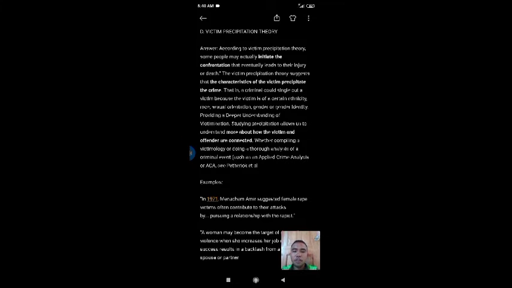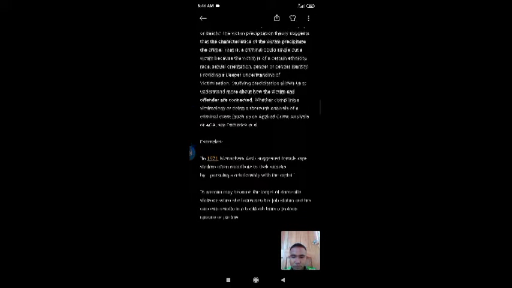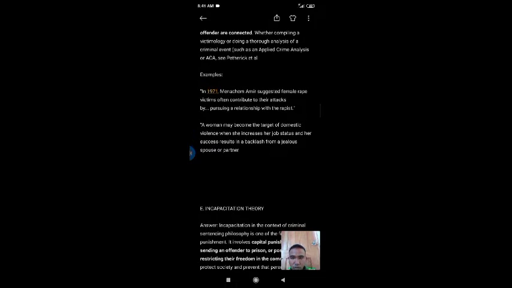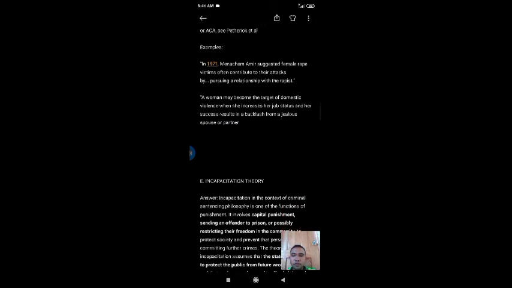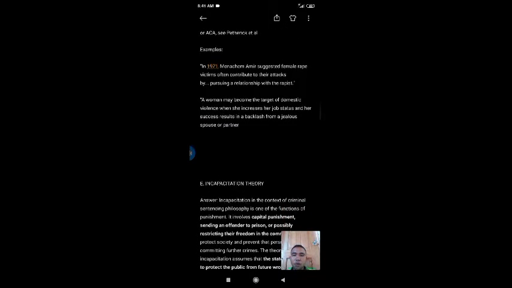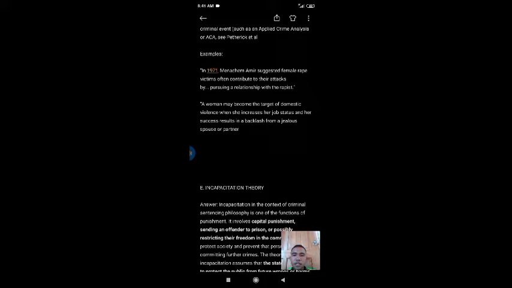That is, a criminal could single out the victim because the victim is of a certain ethnicity, race, sexual orientation, gender, or gender identity, providing a deeper understanding of a victimization. An example of this is a woman who may become the target of domestic violence when she increases her job status and her success results in backlash from a jealous spouse or partner.